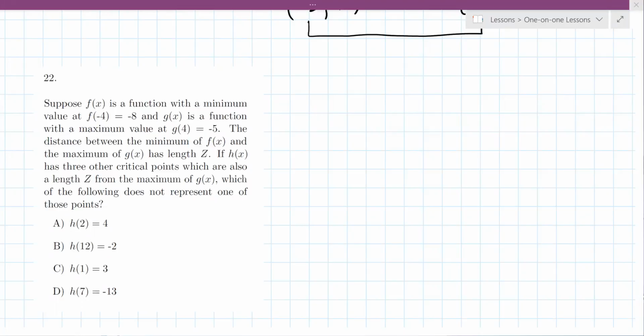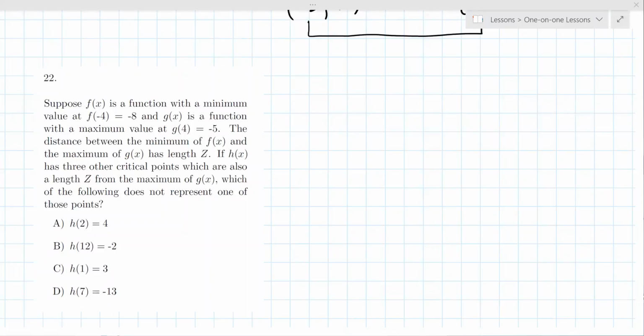I think it's... Oh, wait. Hold on. So you're finding the one that doesn't work, right? That's right, because it says "not" here. Okay.